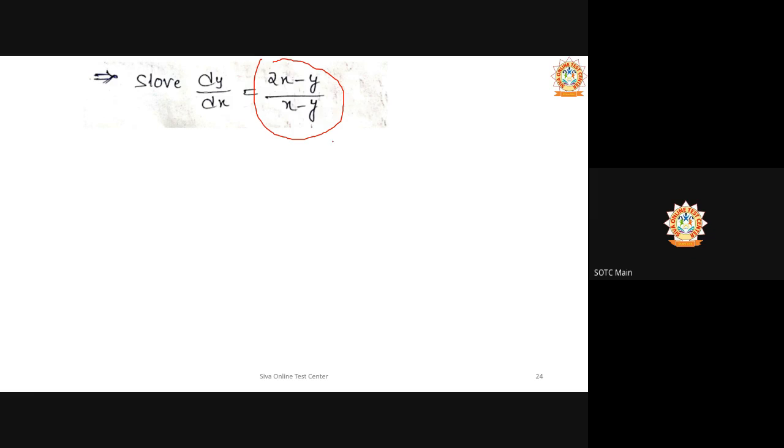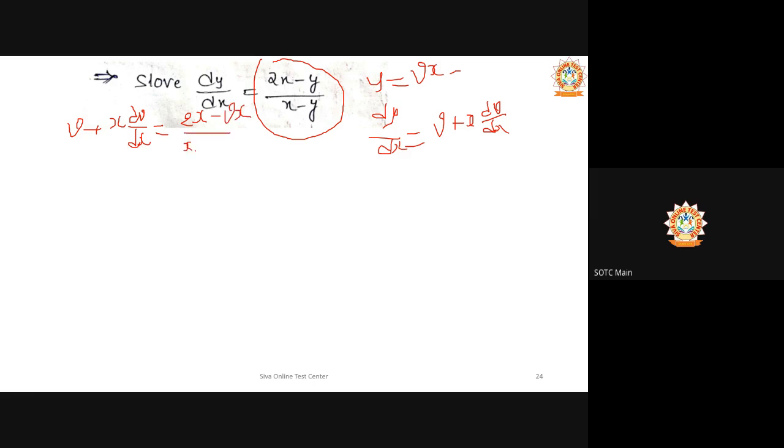Standard procedure: put y is equal to vx, and if you take the derivative, dy by dx is equal to v plus x dv by dx. In the place of dy by dx, I'm putting v plus x dv by dx, that is equal to 2x minus y, where y is nothing but vx, so substitute vx, divided by x minus y, where y is again vx. Is there any common factor in the numerator?